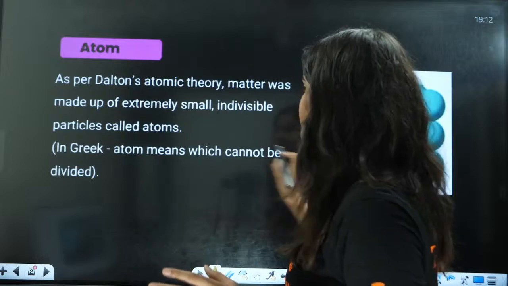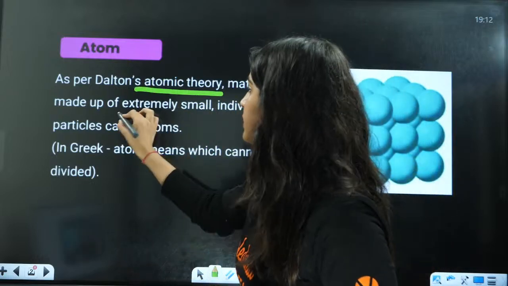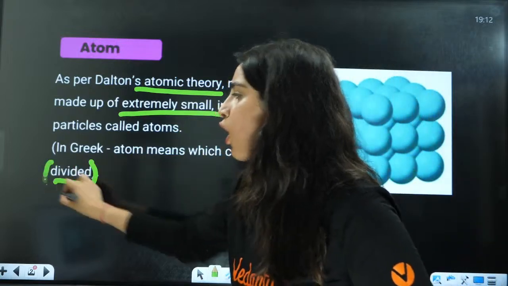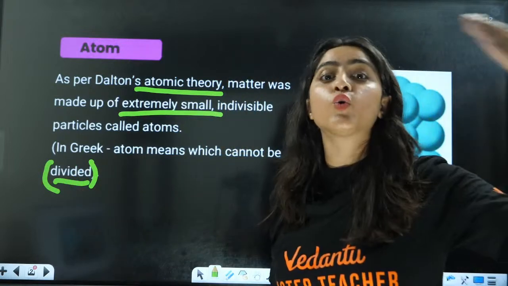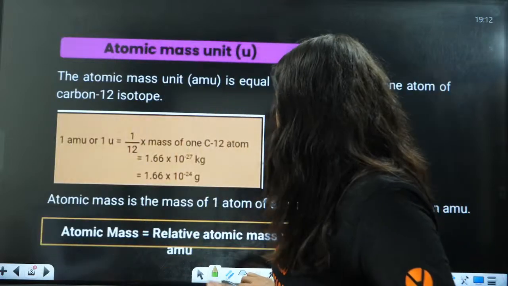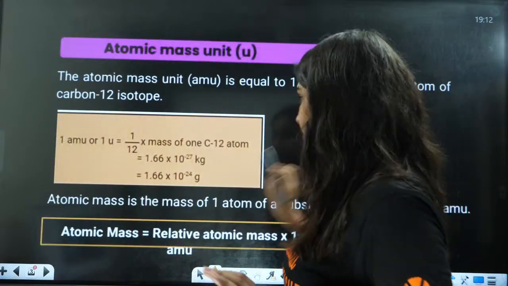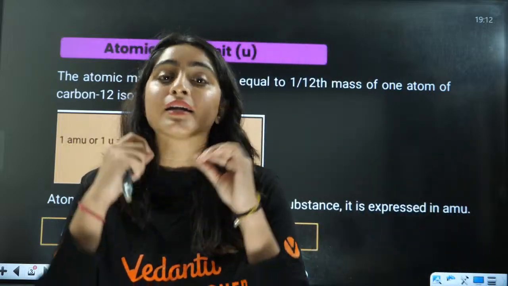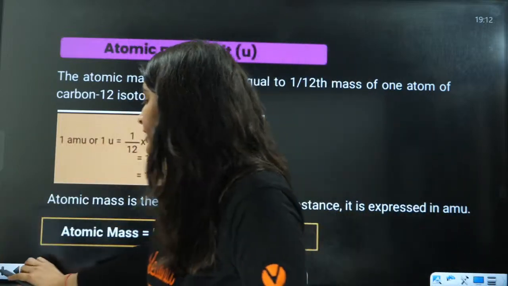We know that what is atom? It is the tiniest particle. Matter made of extremely small particles, that is called atom, and that means which cannot be divided further, which got ruled out after that. Now, talking about atom, you have few things here, okay? First is 1 AMU, that is atomic mass unit. So now let us understand what is atomic mass unit.